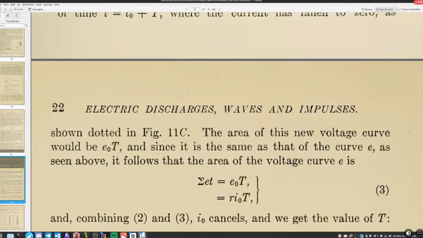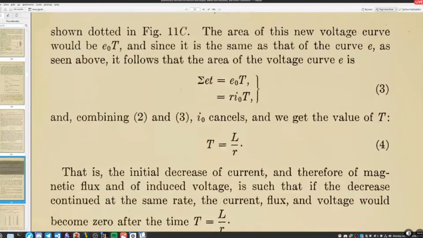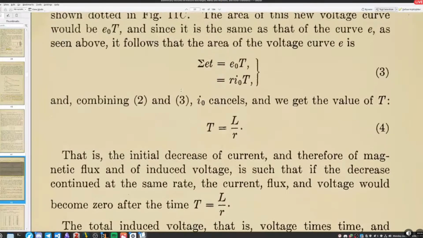The area of this new voltage curve would be E naught T, and since it is the same as that of the curve E as seen above, it follows that the area of the voltage curve E is sigma E dt equals E naught T equals R I naught T.